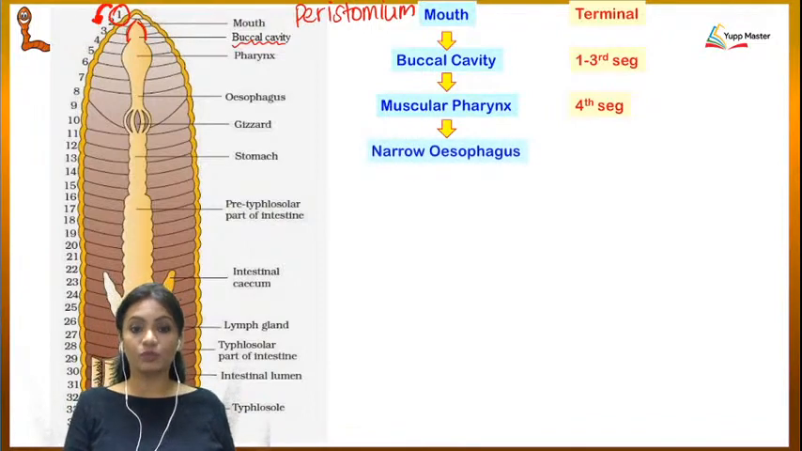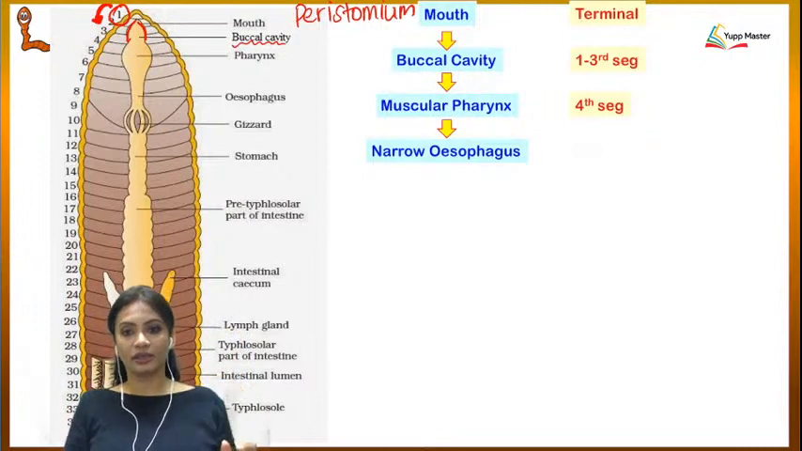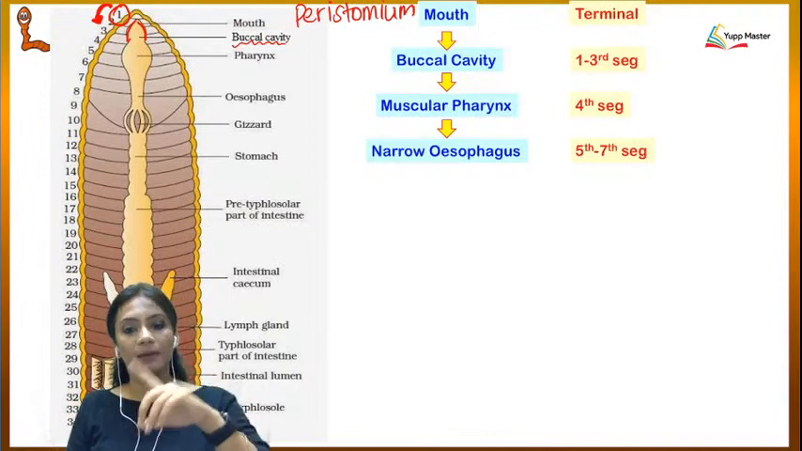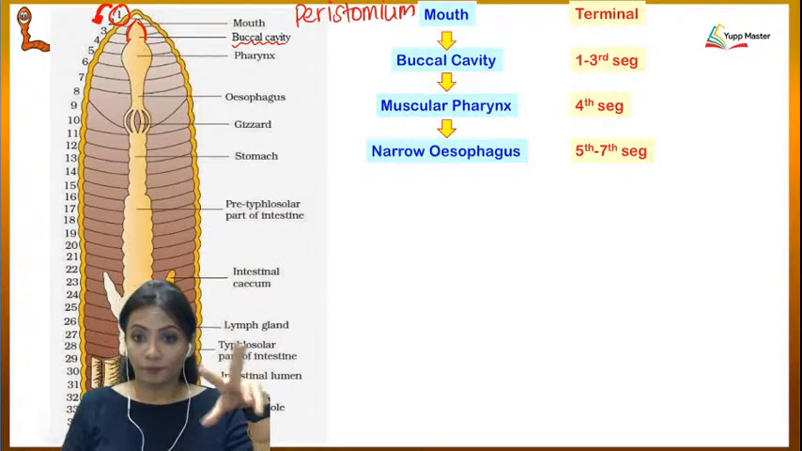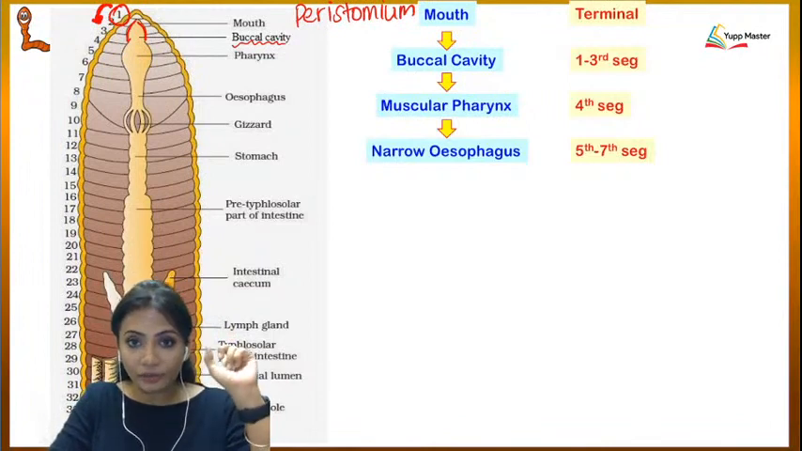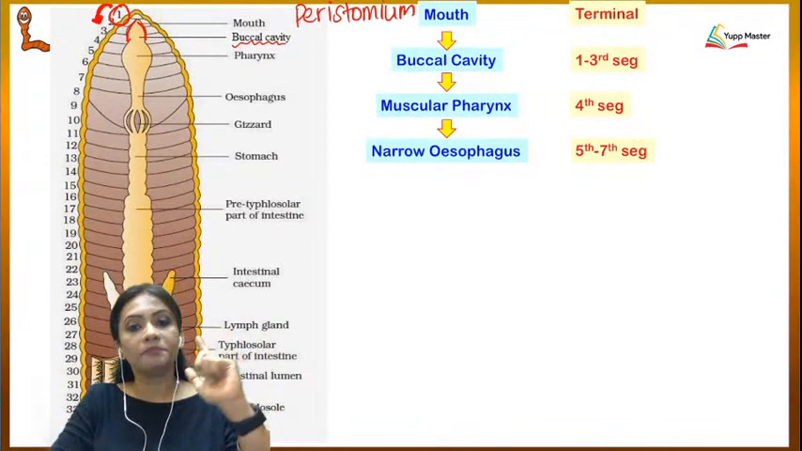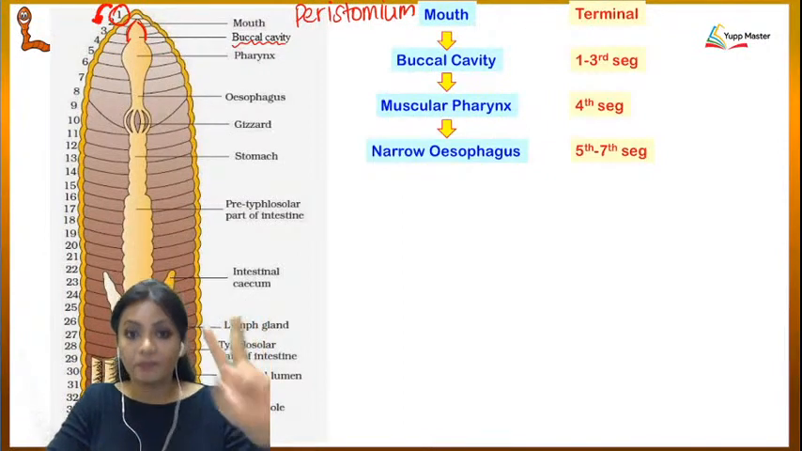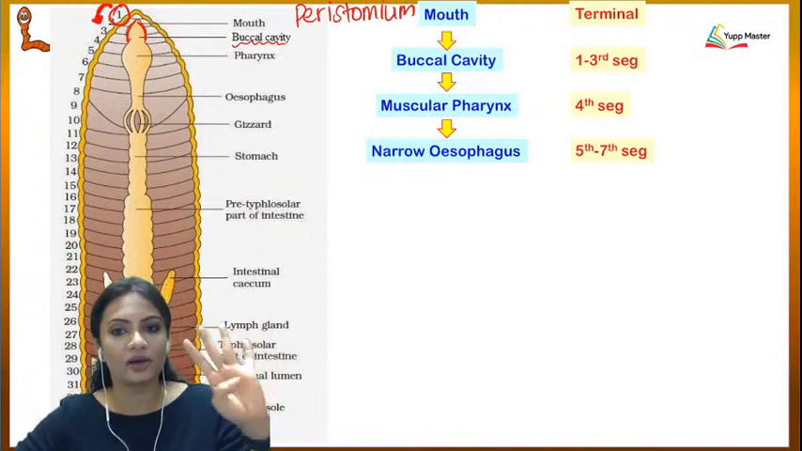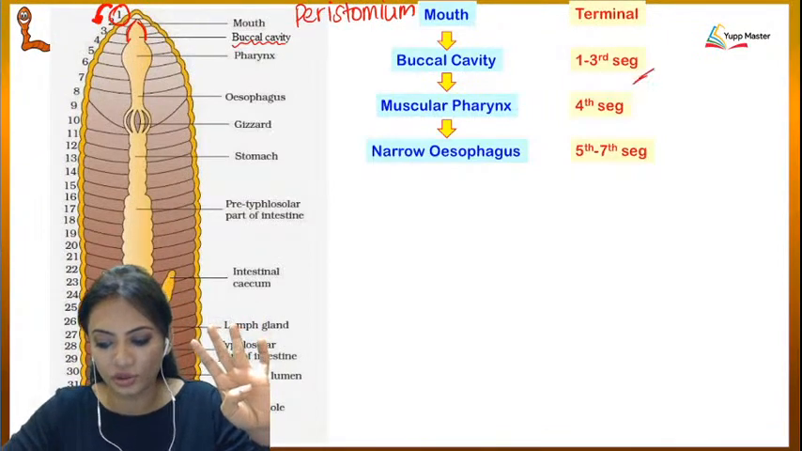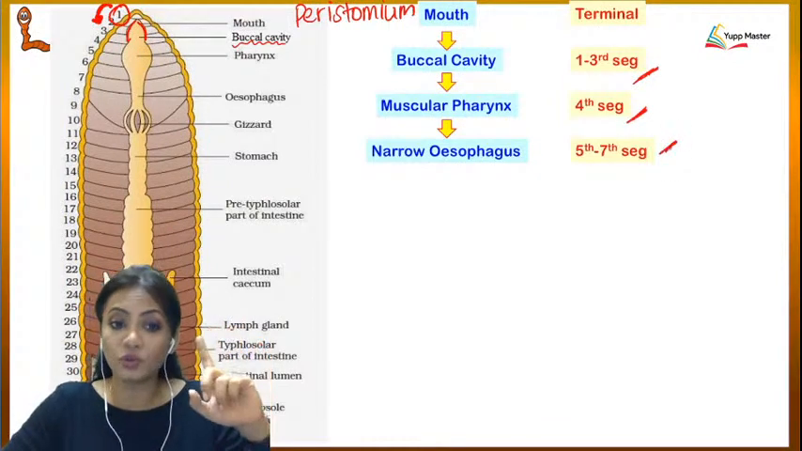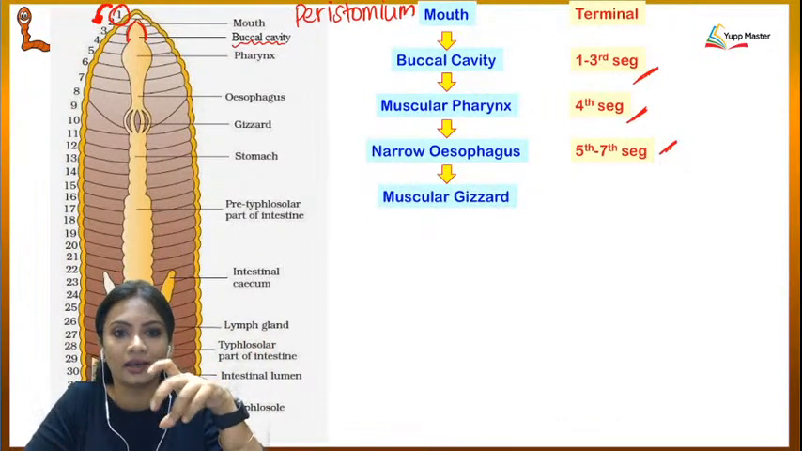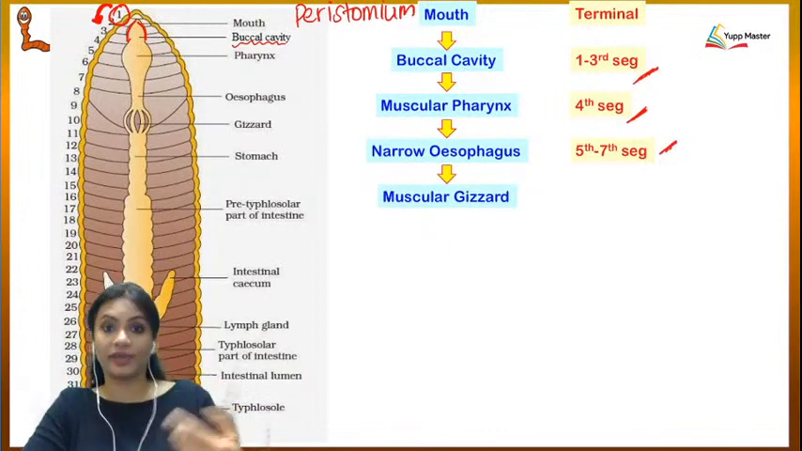After the pharynx comes a narrow esophagus. The esophagus starts from segment number 5 and lasts all the way up to segment number 7. So from the very first segment of the mouth up to the esophagus, you have the mouth, the buccal cavity, the muscular pharynx and a narrow esophagus: segments 1 to 3, segment 4, and segments 5 to 7. After the esophagus, we have the muscular gizzard. The gizzard is going to help in grinding.